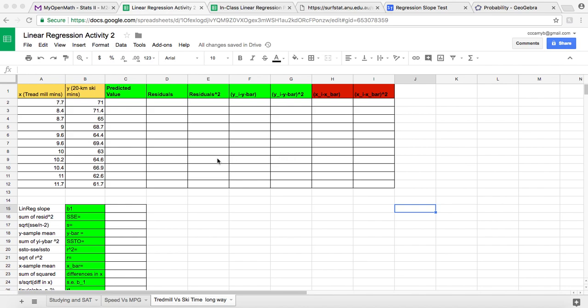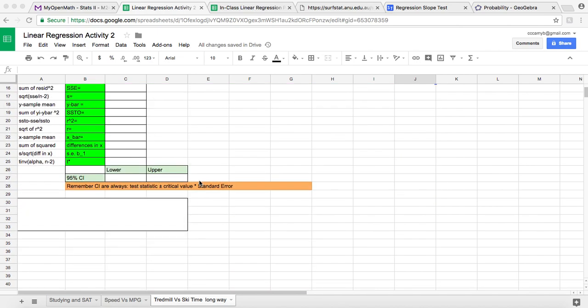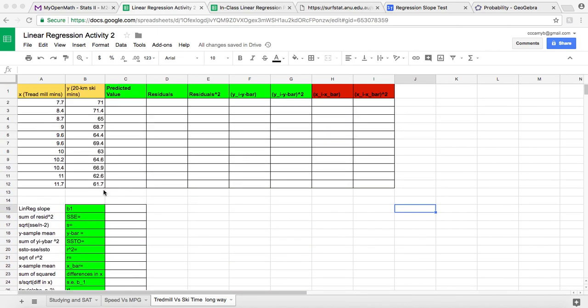Okay, everyone. So we are going to do finding our confidence intervals on Google Docs. First, we're going to do it the long way, and then we'll do it with Excel Miner. So right now, we're doing it the long way. So the very first thing that you have to do is you have to find out what your regression is.